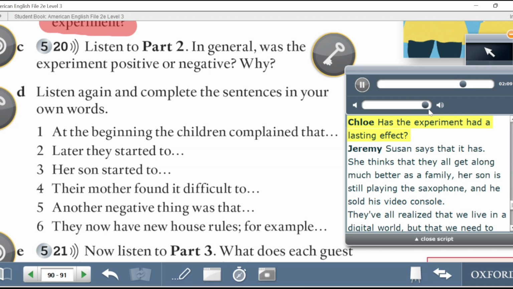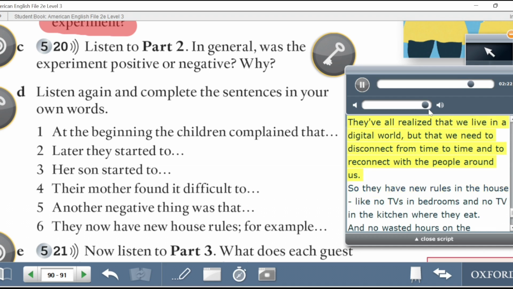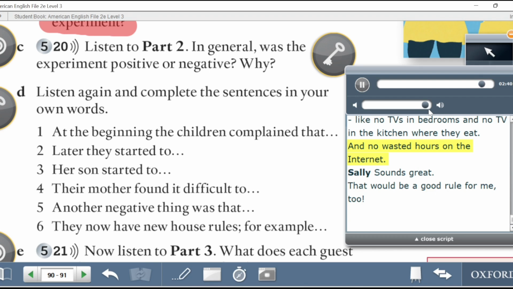Has the experiment had a lasting effect? Susan says that it has. She thinks that they all get along much better as a family. Her son is still playing the saxophone, and he sold his video console. They've all realized that we live in a digital world, but that we need to disconnect from time to time and to reconnect with the people around us. So they have new rules in the house, like no TVs in bedrooms and no TV in the kitchen where they eat, and no wasted hours on the internet. Sounds great. That would be a good rule for me, too.